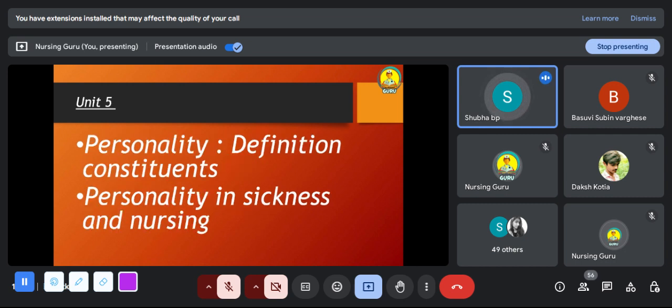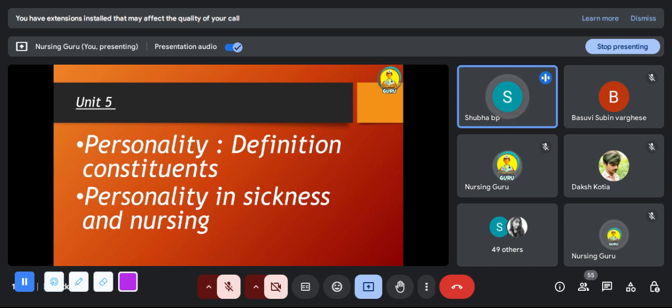And coming to unit 5. Okay, unit 5 contains personality, definition, and constituents. So I think you already know the personality question is very much important for your exam. If you open the previous 10 years question papers, you can see more questions from personality, right? So especially they will ask for 15 marks.